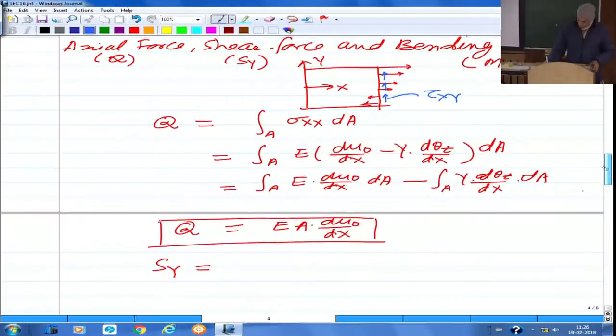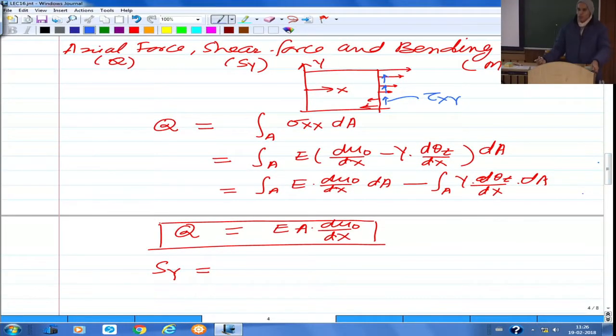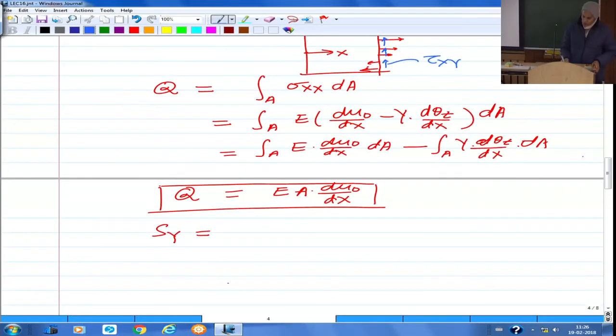Sometimes we introduce a fudge factor, which we call a shear correction factor, to account for the nonlinear distribution of shear stress across the cross section. But for the time being, I'm not going to use that factor; based on the theory, whatever is coming, I'm going to use that. So then the shear force is nothing but the cross sectional force along the y direction. So this is the integration of tau xy over the cross section.